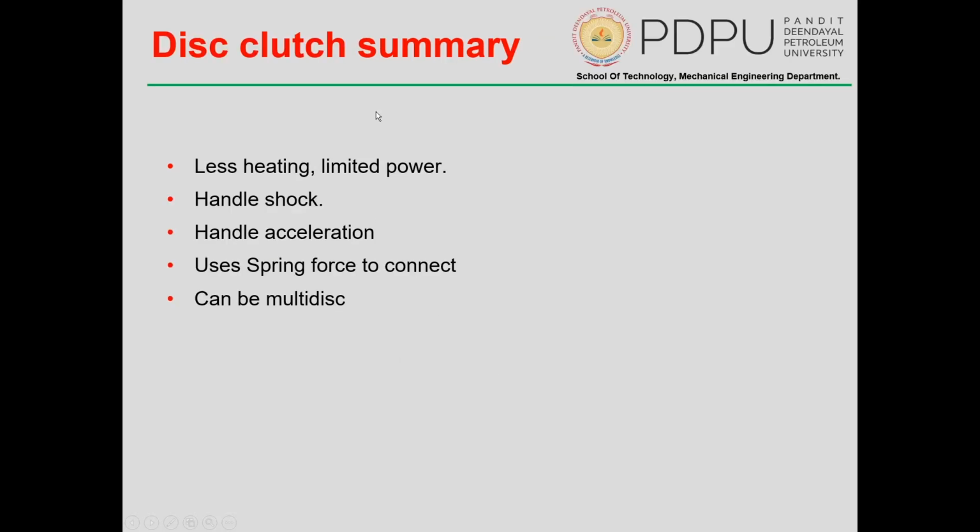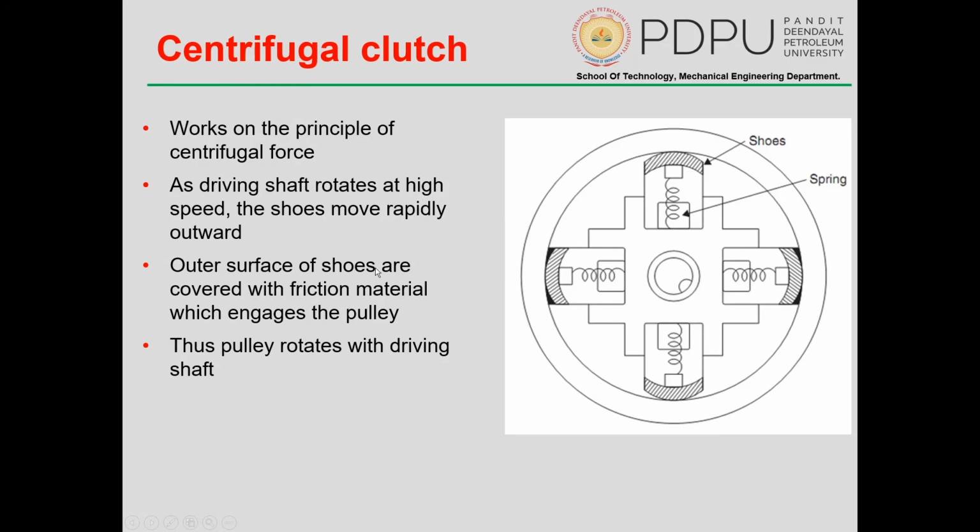Now for disc clutches, if we look at the summary: less heating and limited power in disc clutches. They can handle shock, they can handle acceleration, use a spring force to connect, and can be multi-disc. And among the different types, there is also the centrifugal clutch. In this case it works on the principle of centrifugal force. As the driving shaft rotates at high speeds, the shoes move rapidly outwards. The outer surface of the shoes is covered with friction material which engages the pulley. Thus the pulley rotates with the driving shaft.